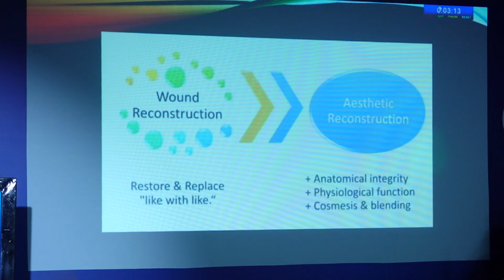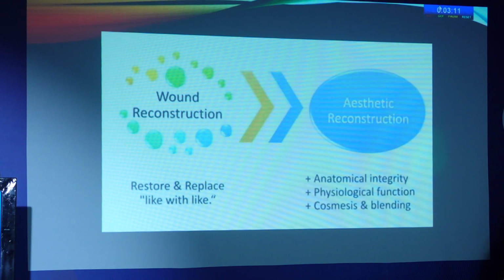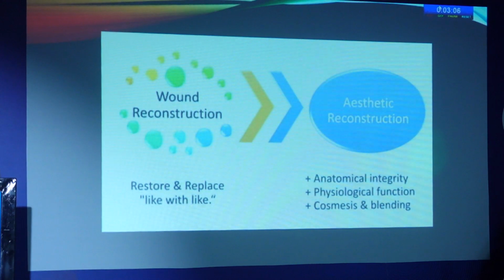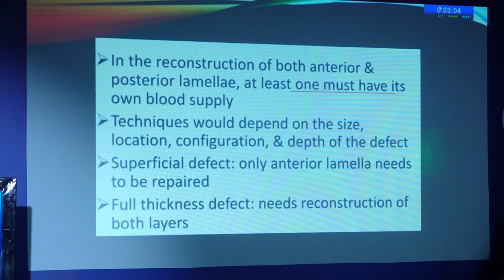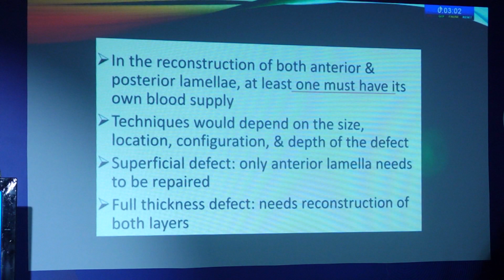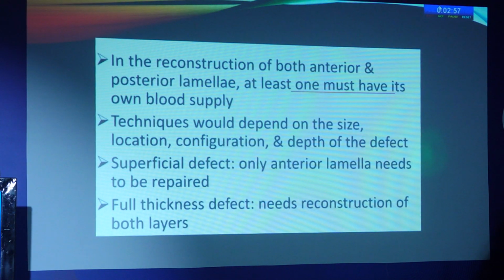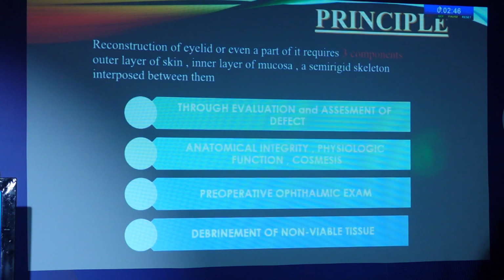Now we start with wound construction. It's like restore and replace, like with like, and the construction depends on anatomical integrity, physiological functioning, and osmosis and blending. The main thing is that while constructing, at least one layer must have its own blood supply. Technique would depend on the size, location, configuration, and depth of the defect. For a superficial defect, only the anterior lamella needs to be repaired, and for a full thickness defect, it needs the construction of both layers. Principle: 3 components are a must: outer layer of skin, inner layer of mucosa, and the semi-rigid skeleton.